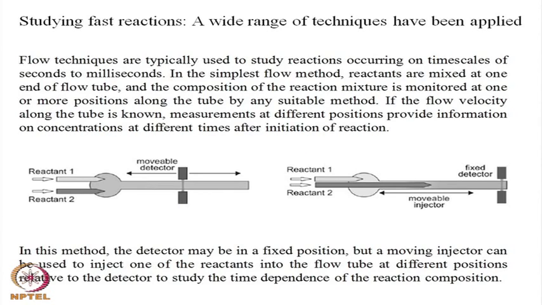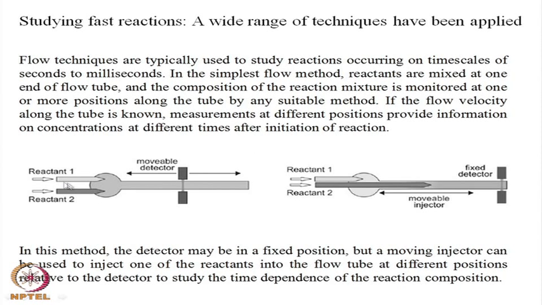In the simplest flow method, reactants are mixed at one end of a flow tube, and the composition of the reaction mixture is monitored at one or more positions. Here the reaction mixture flows this way, and you can monitor its composition with a movable detector. That is, the composition of the reaction mixture is monitored at one or more positions along the tube by any suitable detection method.